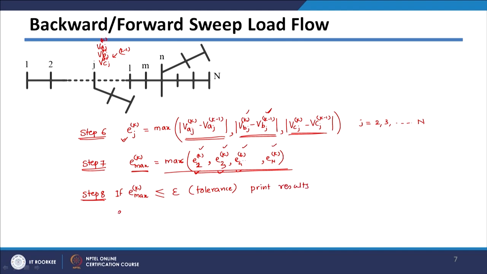and else if this condition is not satisfied, means E max is still more than your tolerance value, you have to update the iteration count, k is equal to k plus 1, iteration is updated, and go to step number 3.